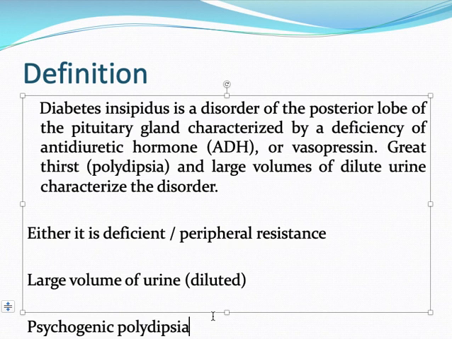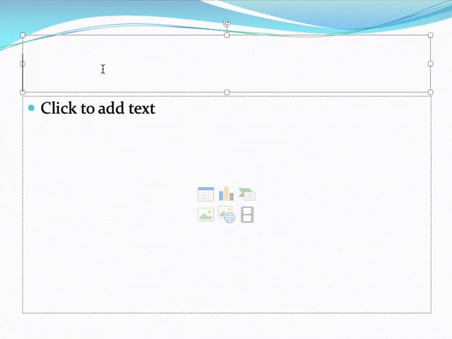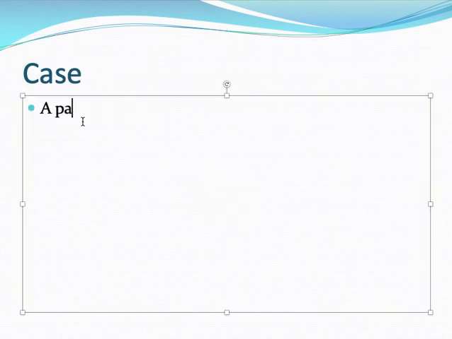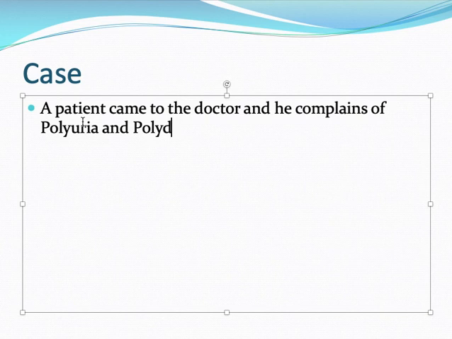For example, if a patient comes to me, say 40 years of age, I can write over here, this is a case. A patient came to the doctor, and he complains of polyuria and polydipsia. The person is saying, I drink a lot of water, I urinate a lot.